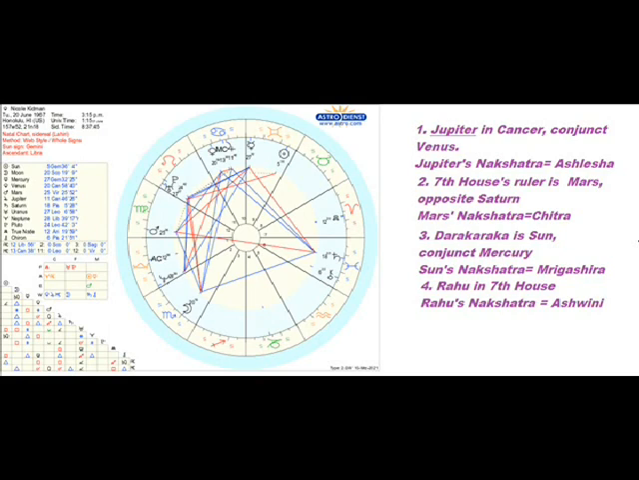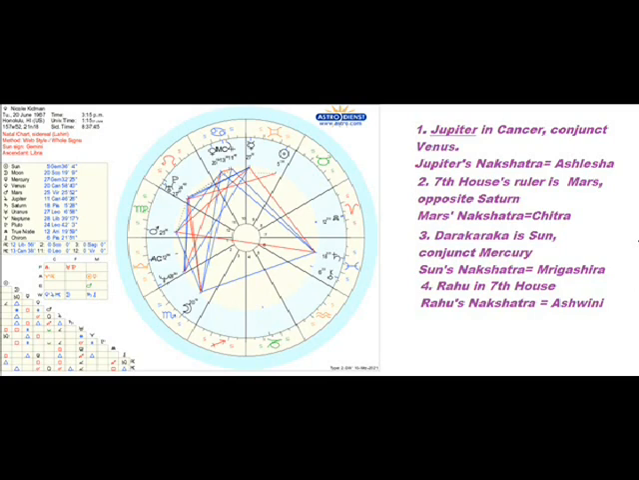And then just to give you some examples, so here, 2 out of 3 signifiers, Jupiter and Mars, which is the ruler of her 7th house, are falling into Rakshasa Nakshatras, so demon Nakshatras.